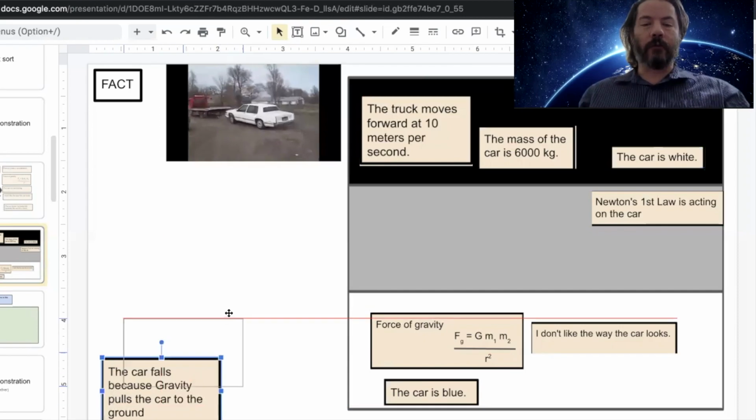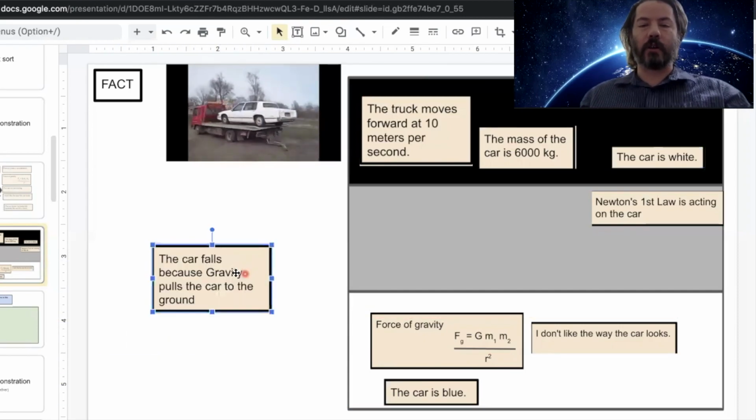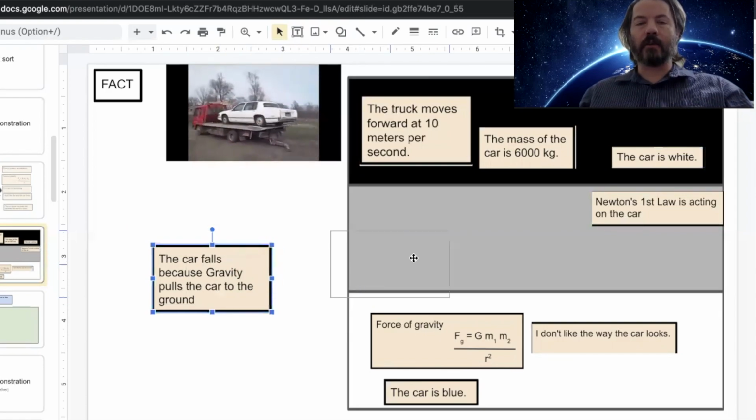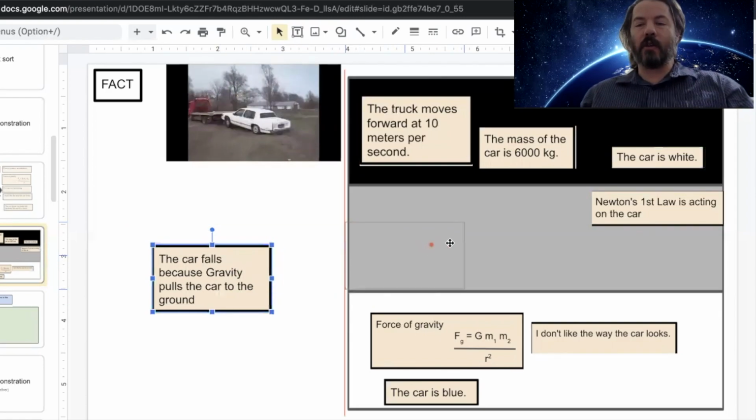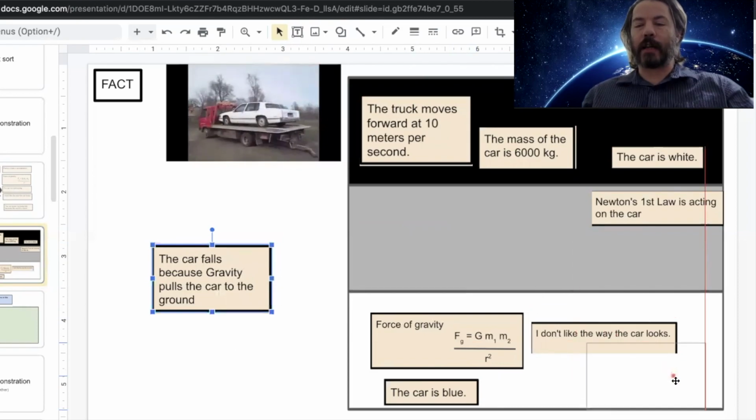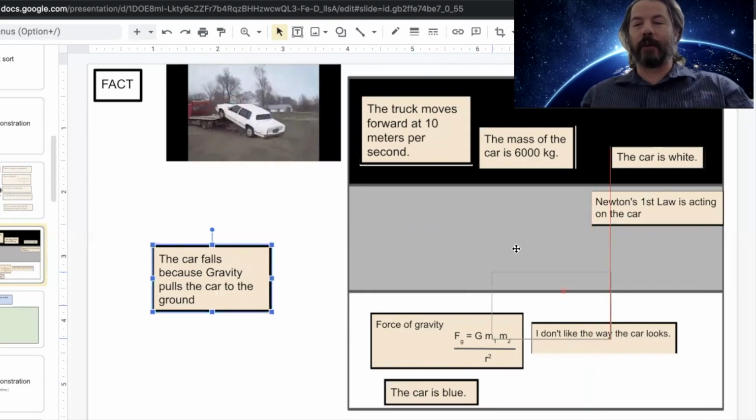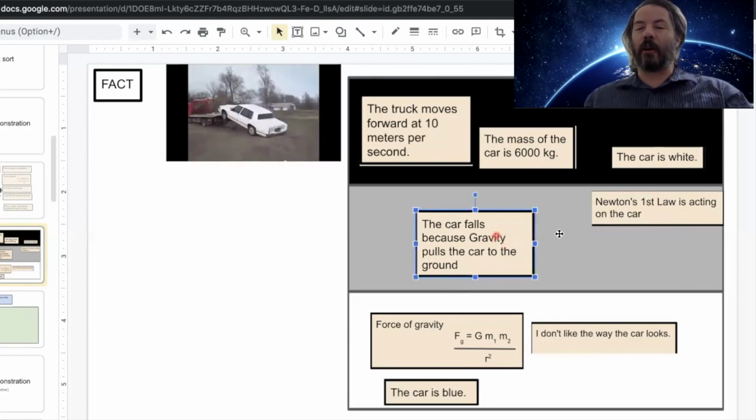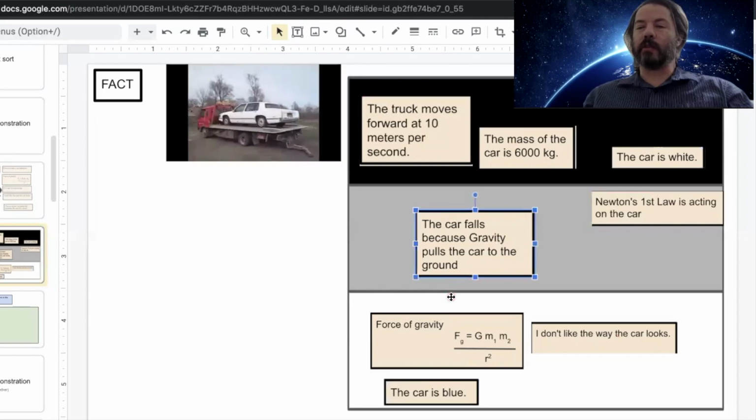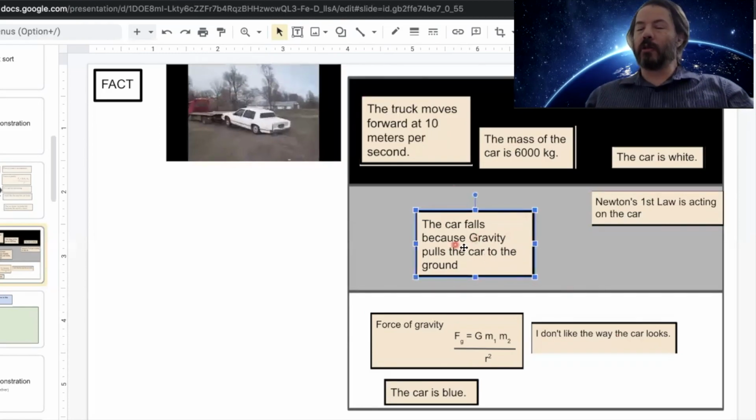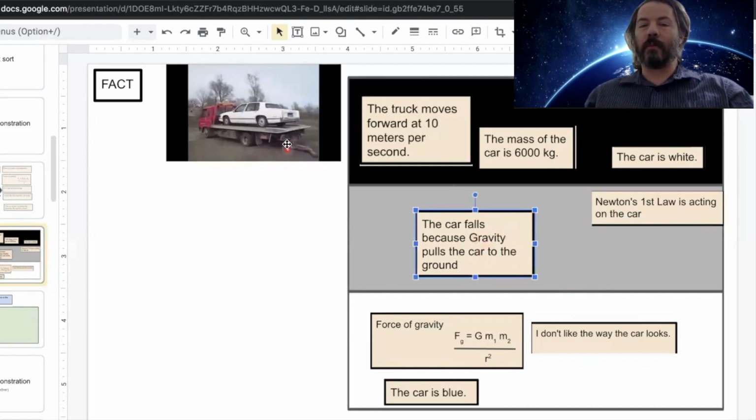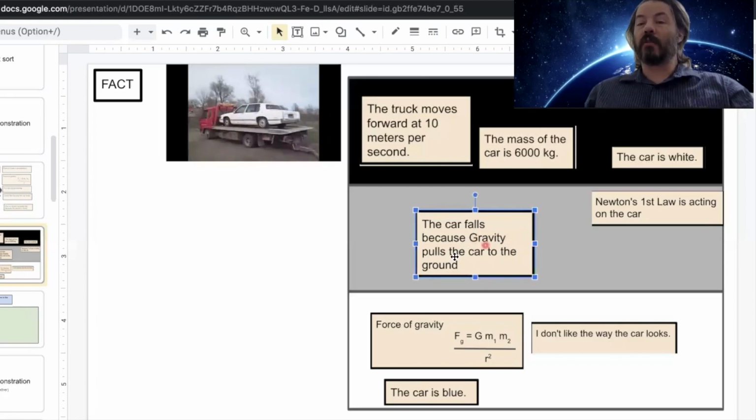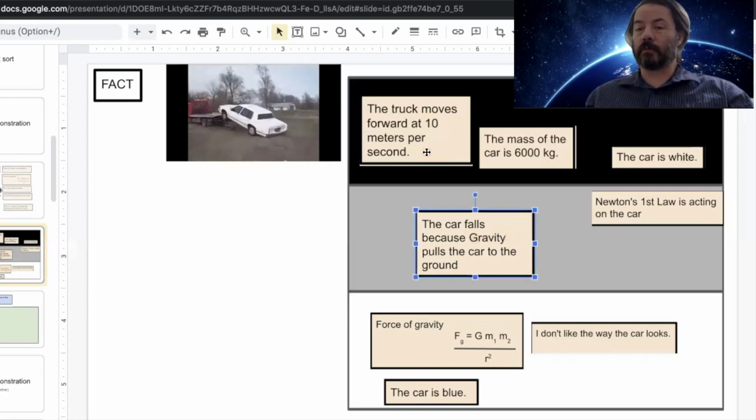The next one, the car falls because gravity pulls the car to the ground. So that sounds like an explanation. So yeah, gravity is acting. I know that, but that's not a fact so much as it's kind of a fact. So you see how we might be able to argue where this falls, but is it a measured reality? Is it a measurement that we actually can observe or make from this image? No, so it does not fit up here.